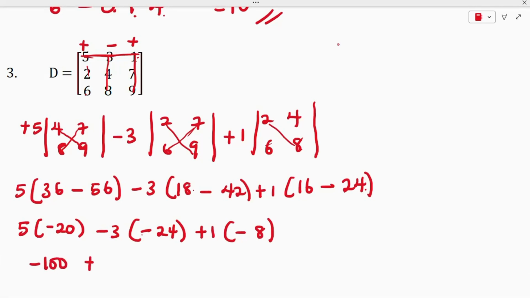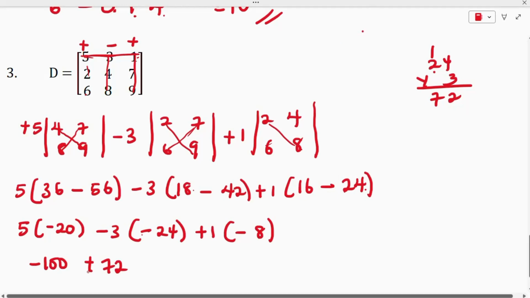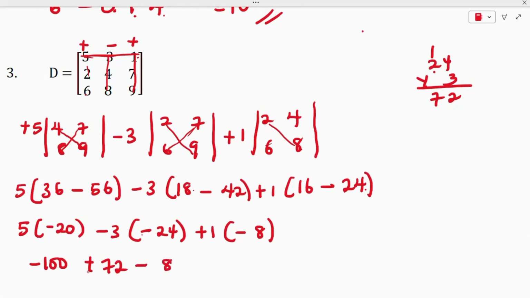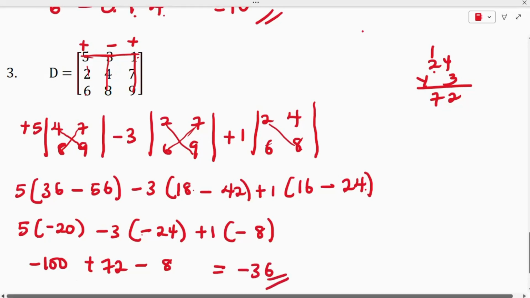So we have 5 times negative 20 is negative 100. Minus times minus is plus. 3 times 24, so we have 24 times 3. This is 12, carry 1. 3 times 2, 6 plus 1 is 7. So we have this to be 72. So we have plus times minus is minus. 1 times 8 is 8. And this is equal to minus 36. And this becomes the final answer.